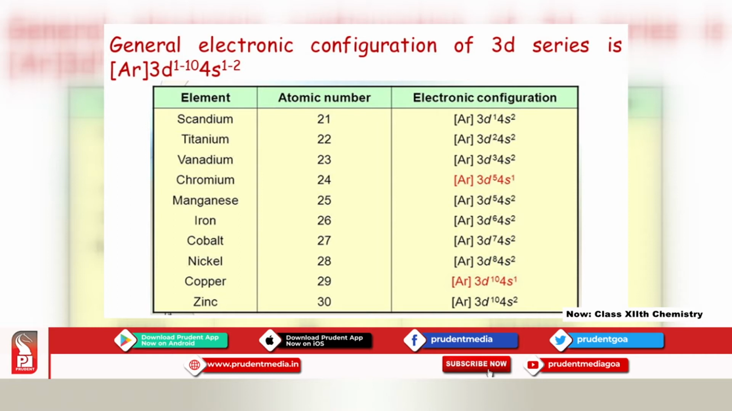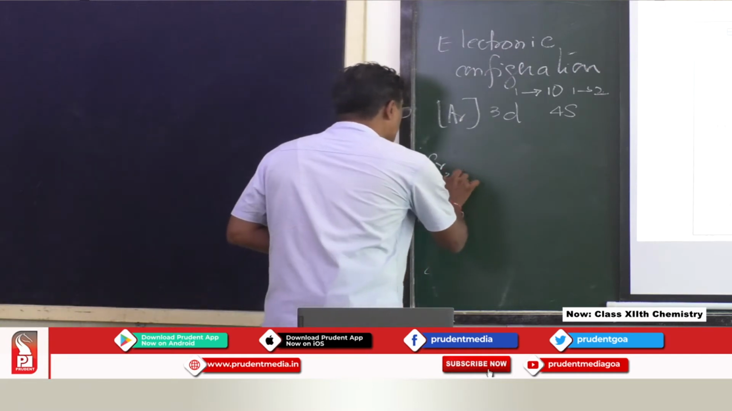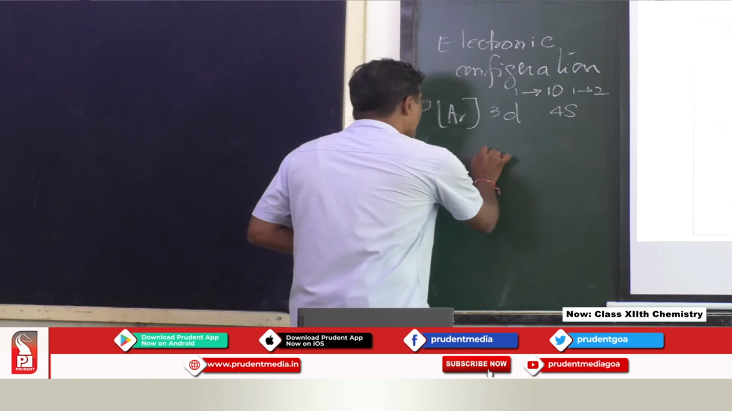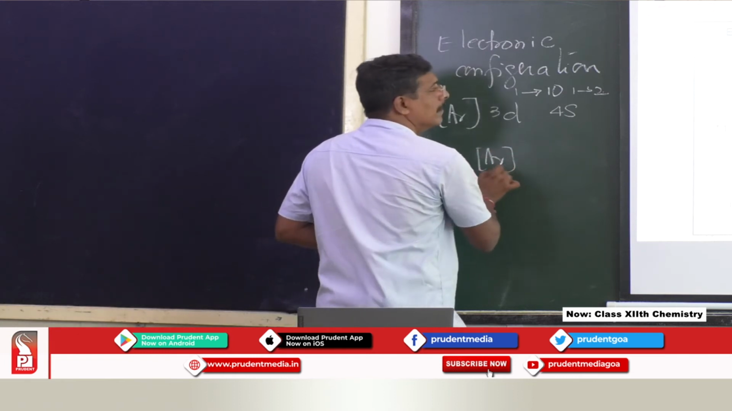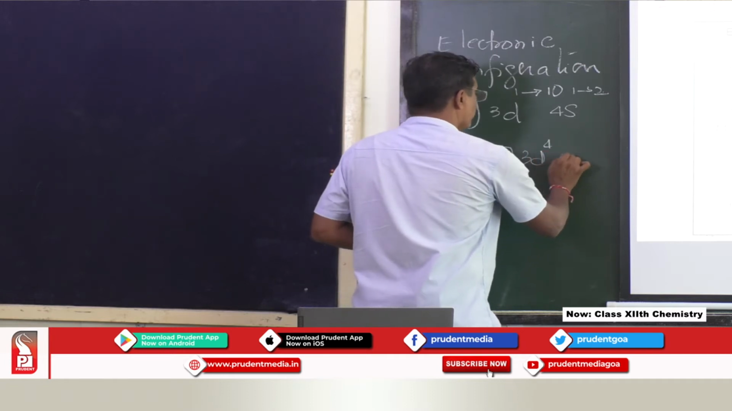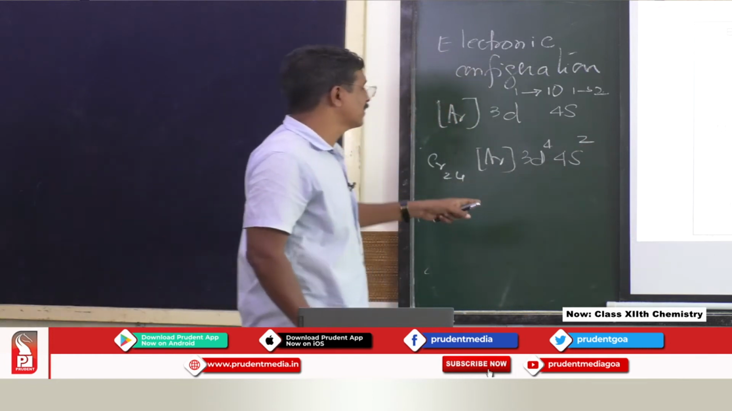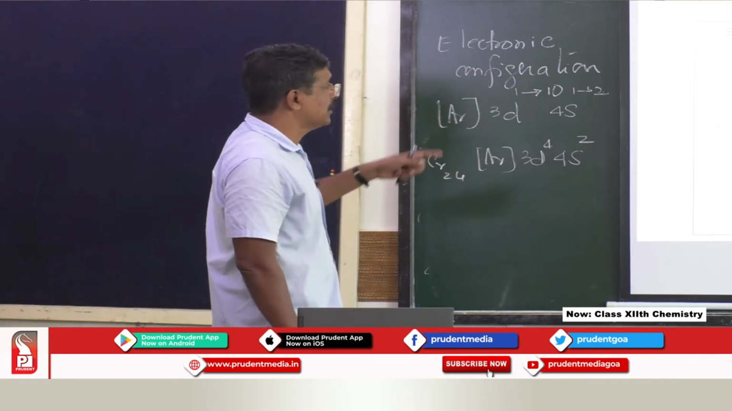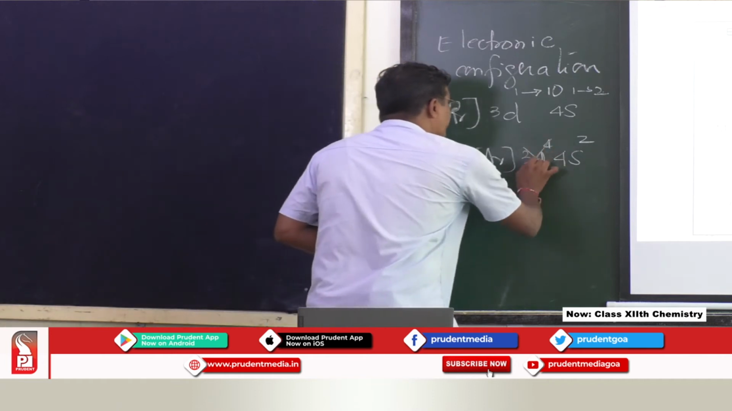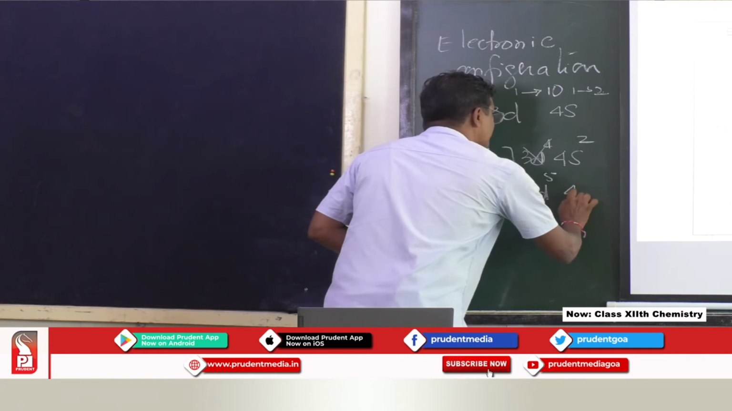In the case of vanadium, 3d2 will become 3d3. And in the case of chromium, you just see, chromium, whose atomic number is 24, is supposed to be argon 3d4 4s2. This is supposed to be the electronic configuration, but it is not like this. What happens is, this 3d4 will become 3d5. It will take 1 electron from S and it will become 4s1.